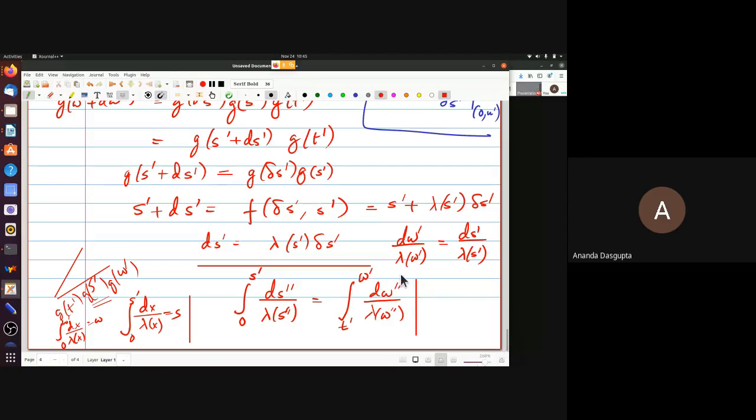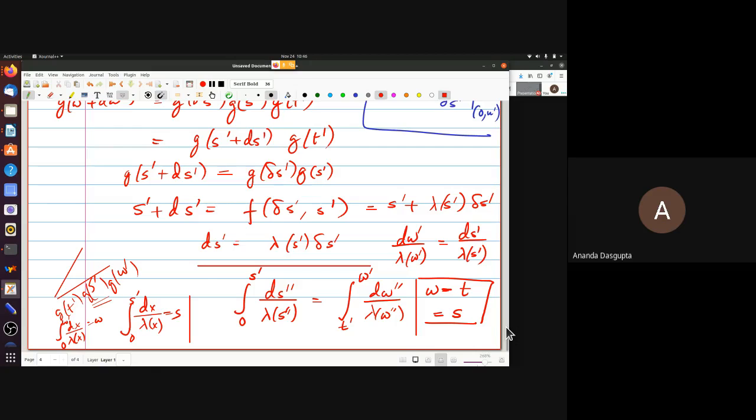But if you do that, then it's obvious that S will be W minus T, which is the integral of dx by lambda x from 0 to W prime minus that same integral from 0 to T prime must be this integral. Simple property of integral calculus. And this must follow.